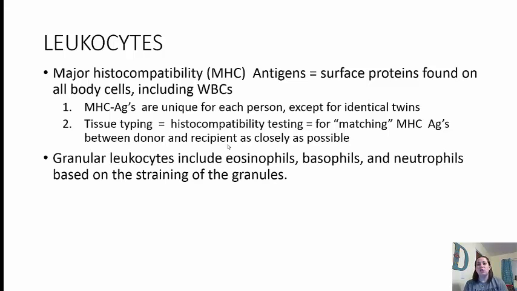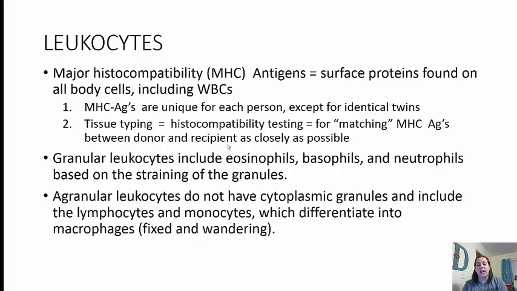Now, when we look at leukocytes, there are two main groups. The first are called the granular cytes, or the granular leukocytes. These include eosinophils, basophils, and neutrophils. The reason that they're called granular leukocytes is based on their staining. When we stain these cells, they have what we call granules inside of them that you can actually see. And they look kind of like grains of sand, which we'll look at in a minute.